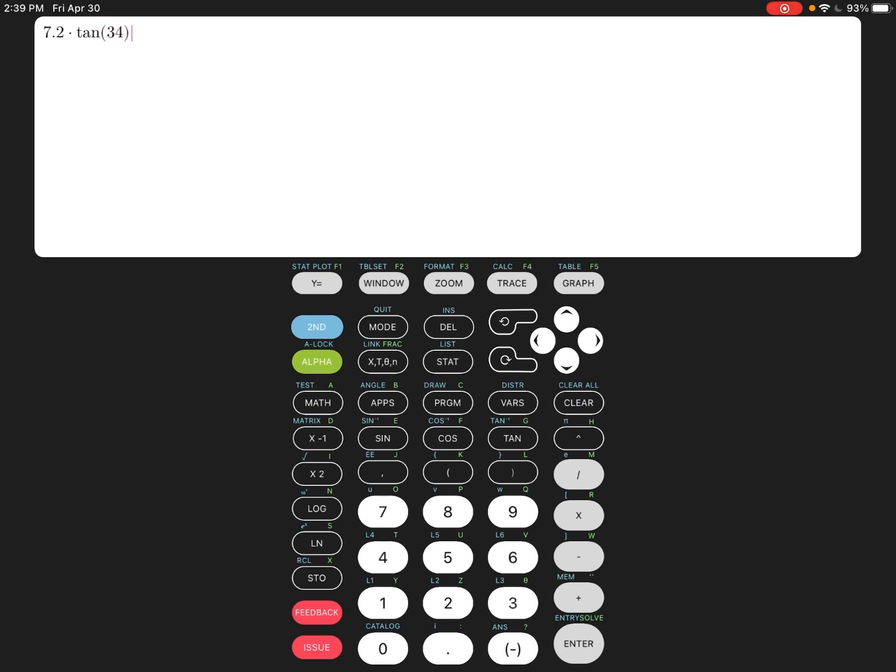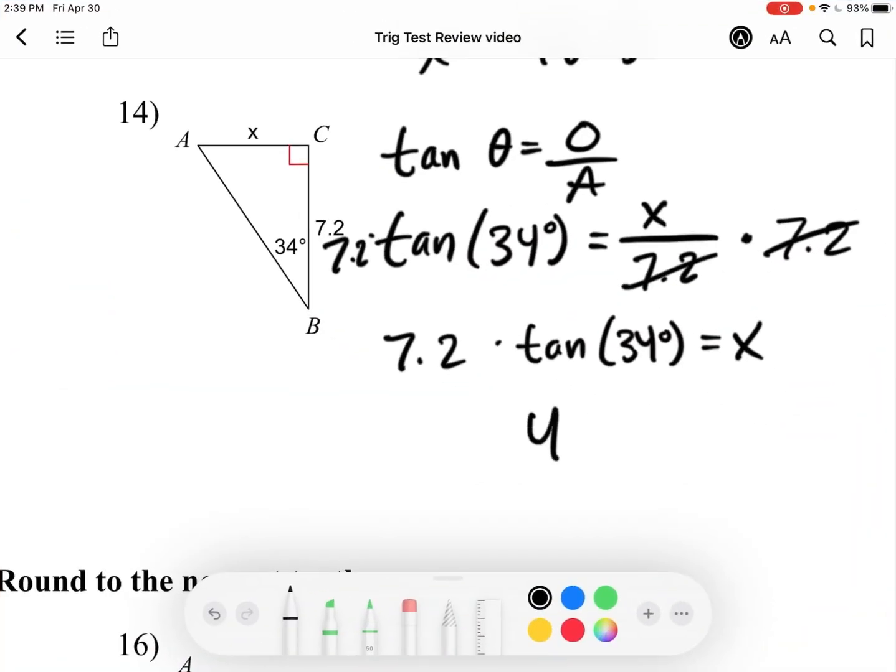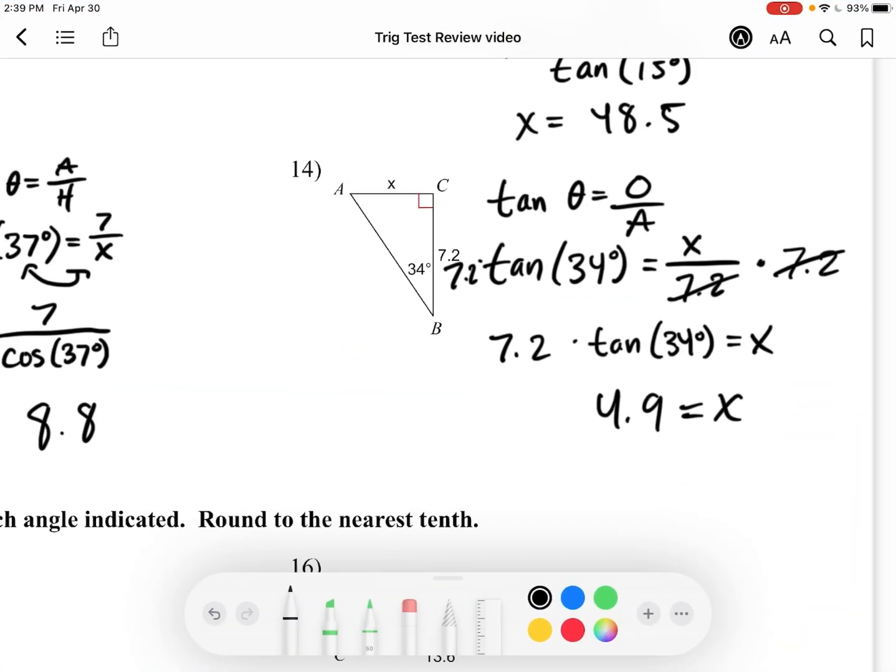Times tangent of 34, and we get 4.85, so we'll round to 4.9. So 4.9 is equal to x.